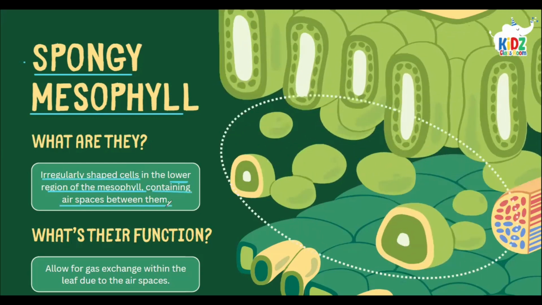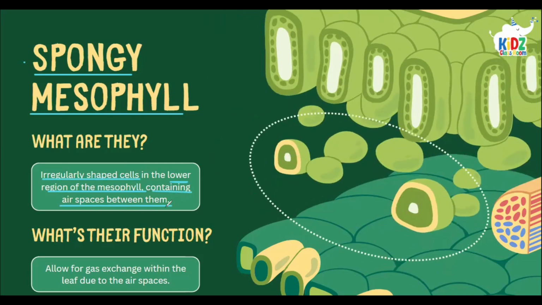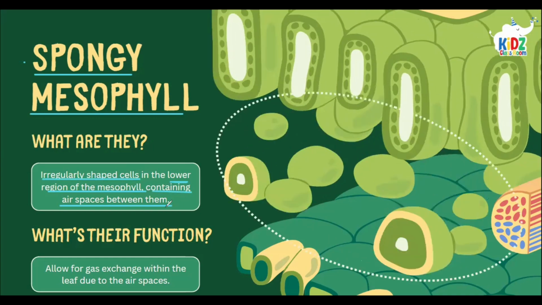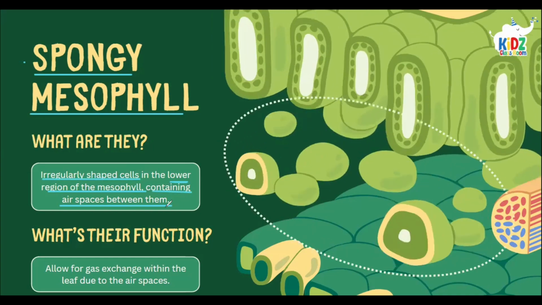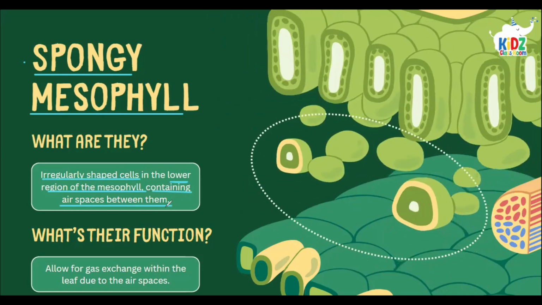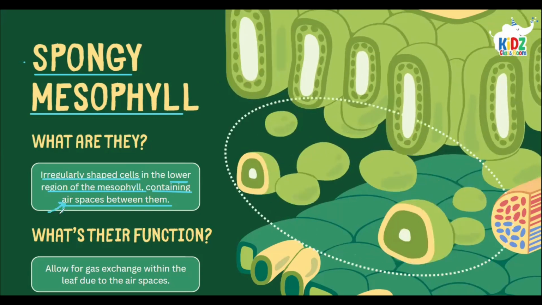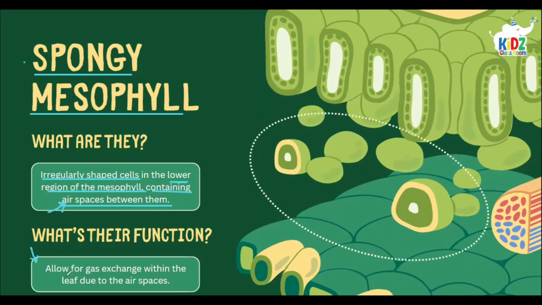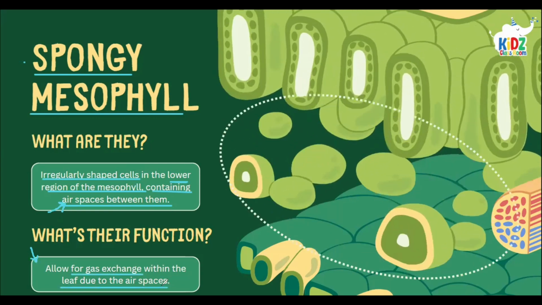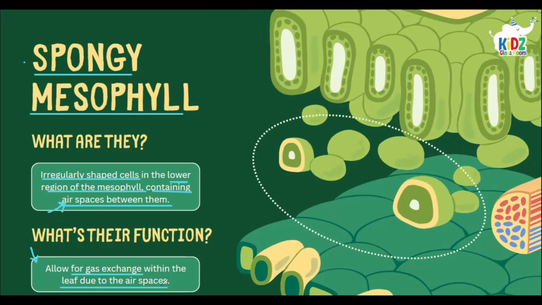So the difference between palisade cells and spongy mesophyll. First difference is palisade cells are in the upper part of the mesophyll and spongy mesophyll is in the lower part of the mesophyll. And palisade cells are tightly packed. However, spongy mesophyll cells are loosely packed. Why? Because they contain air spaces between them. And what's their function? They allow for gas exchange within the leaf due to the air spaces.